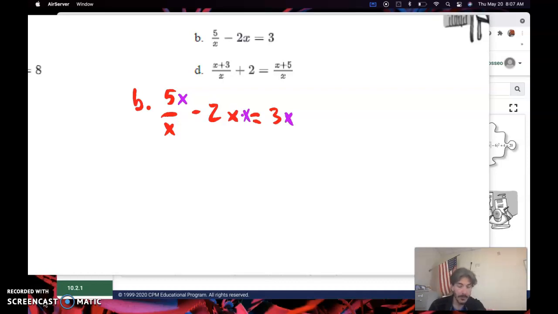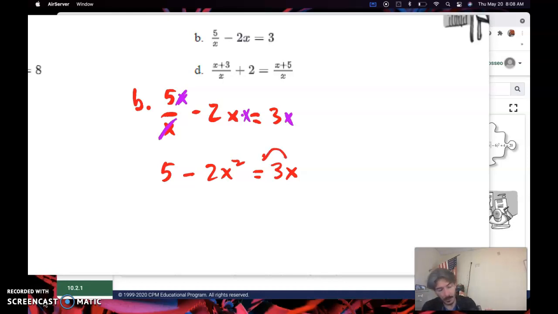Okay, so 5x and x cancel. That's good for me. It does what I wanted it to do. I've got 5 minus 2x times x is 2x squared, and that's equal to 3x. Now, this is going to be a quadratic, which is solved via factoring, graphing, or the quadratic formula, right? I don't necessarily know that this one's going to be factorable, but we'll do a little bit of work here.